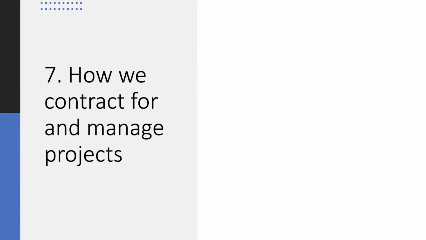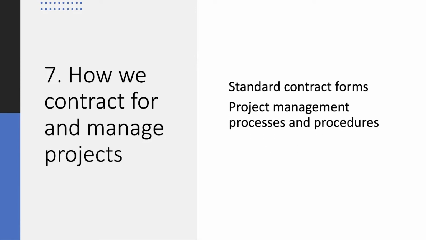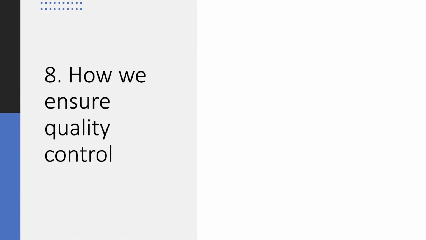Another part of quality management is how we contract for and manage projects. We want our clients to experience the same level of service, and we start with standard contract forms that define our relationship. We also have set project management processes and procedures that all our project managers follow, and these managers are heavily trained on those. And if we can't do the work in-house, we have an outsourcing policy to make sure that any outside contractors are following our processes and procedures.